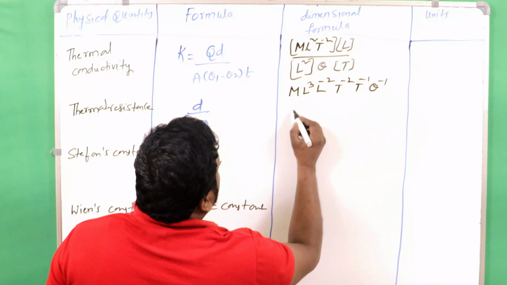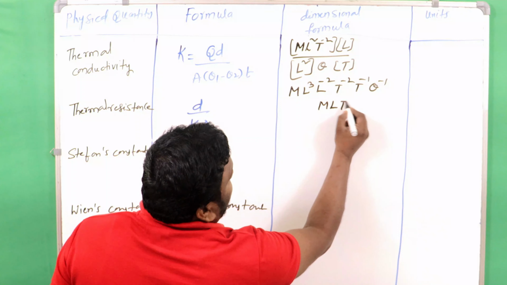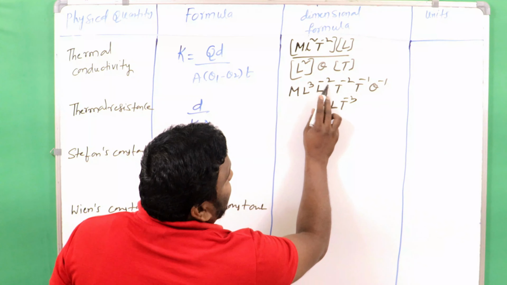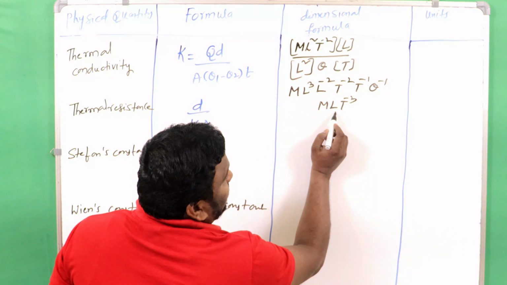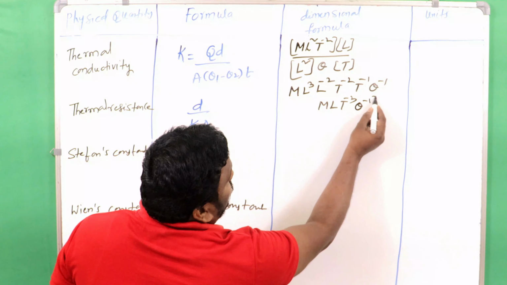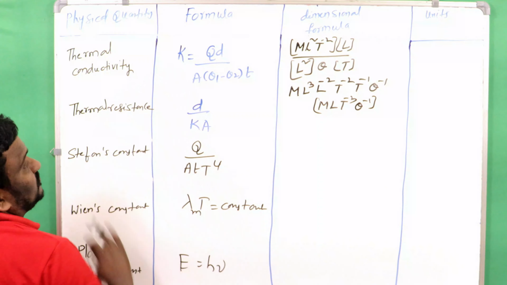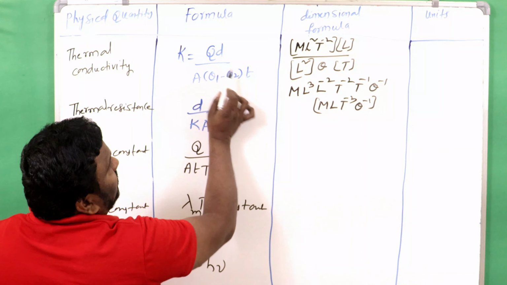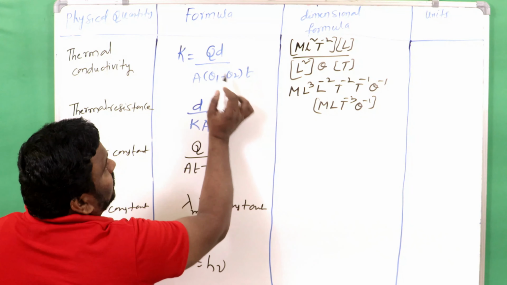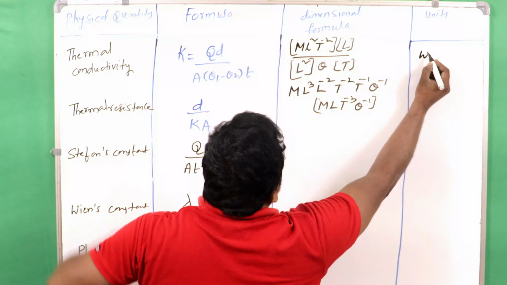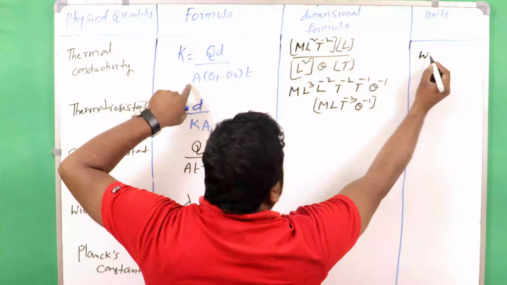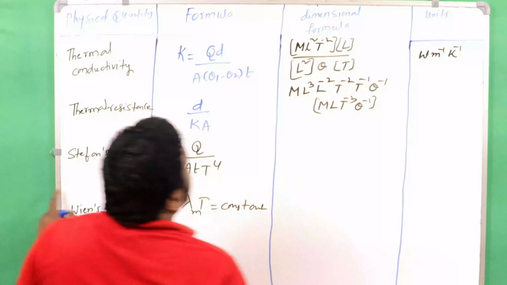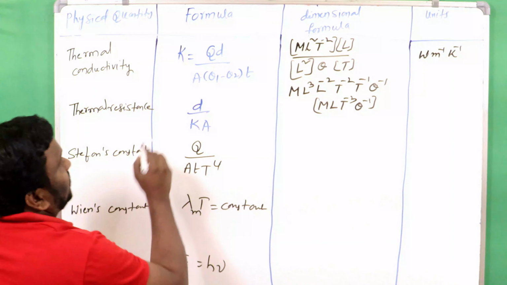Then M L squared T to the power of minus 2, and 3 minus 2 is L, so M L T to the power of minus 3 theta to the power of minus 1. So this is the dimension formula of the coefficient of thermal conductivity, or thermal conductivity. And now here we can write the unit: Q by t is work by time, which is power. So that is watt. d is the meter, meter by meter squared means meter. So watt meter inverse Kelvin inverse. Clear? That is the unit of thermal conductivity.